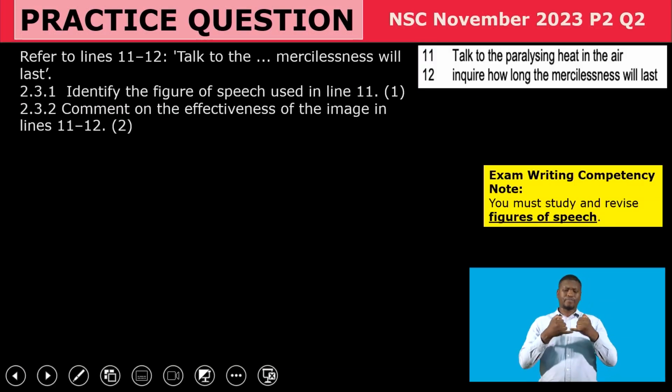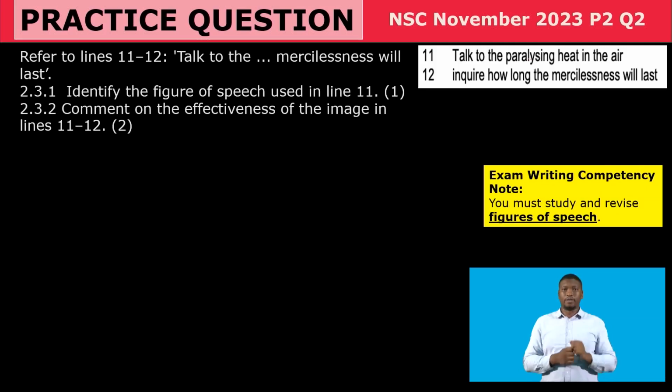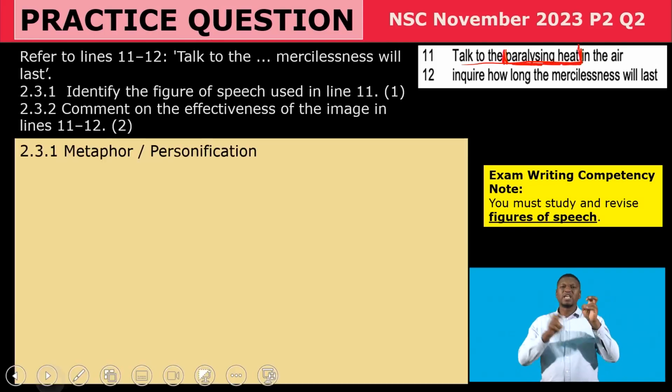Refer to lines 11 to 12. Talk to the paralyzing heat in the air. Inquire how long the mercilessness were lost. Identify the figure of speech in line 11. Talk to the paralyzing heat, right? So the heat is paralyzing in the air. So what figure of speech would that be?